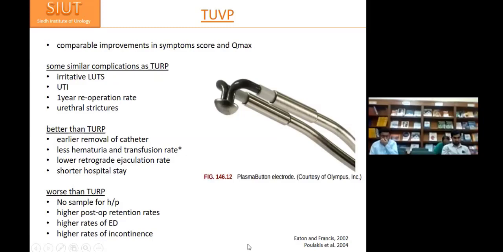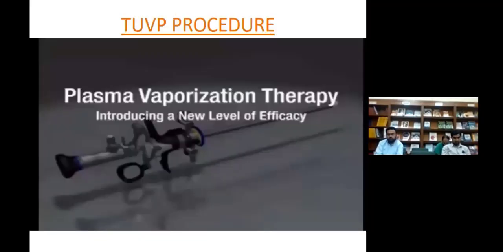Studies show comparable improvements in symptom scores and Qmax. Some complications similar to TURP would be irritative LUTS, UTI, 1-year reoperation rate, and urethral strictures. Better than TURP in the fields of earlier removal of catheter, less hematuria and transfusion rate, lower retrograde ejaculation rates, and shorter hospital stays. And worse than TURP, there is no sample for histopathology, higher post-op retention rates, higher rates of erectile dysfunction, and higher rates of incontinence.